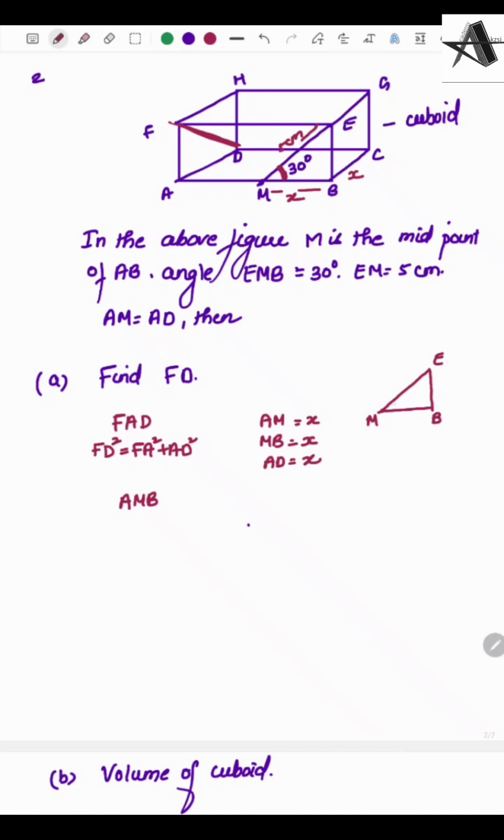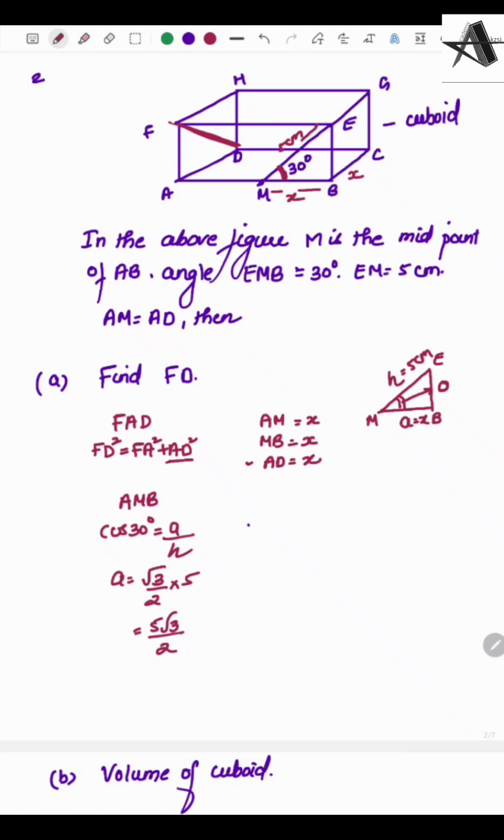ME. This is the angle. So obviously the side opposite to this is opposite. This is adjacent and this is hypotenuse. The value of the hypotenuse is given as 5 centimeters and adjacent is X. So let me start with adjacent. Cos 30 degrees is equal to adjacent over hypotenuse. Cos 30 is root 3 over 2, into hypotenuse 5. So 5 root 3 over 2. This is your adjacent. That means X we have calculated. Once we have the value of X, all become 5 root 3 over 2. That means now AD is also the same.